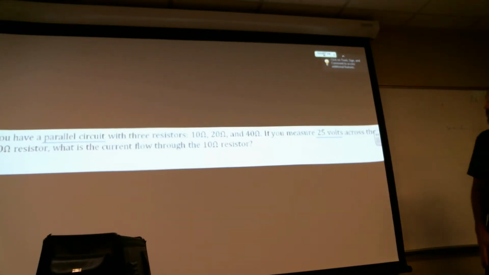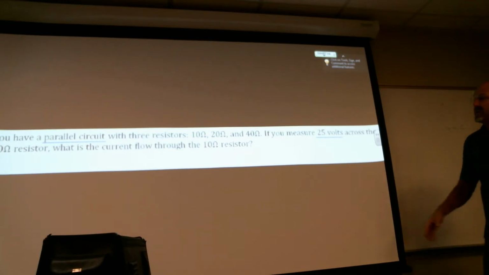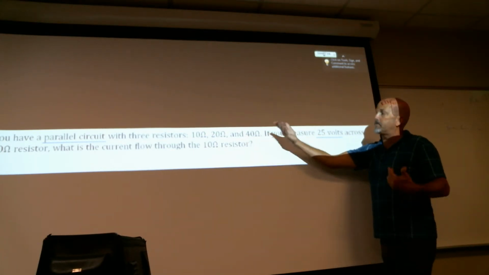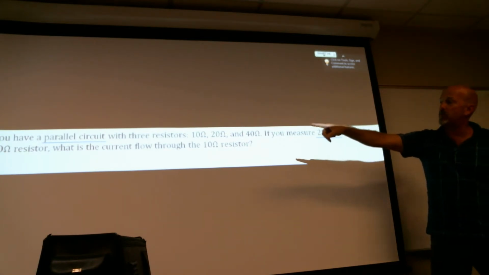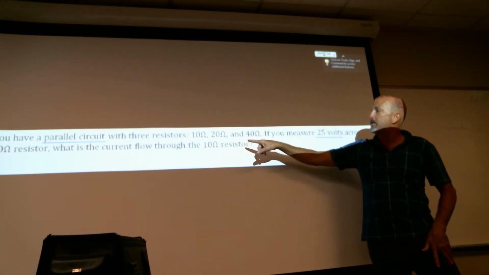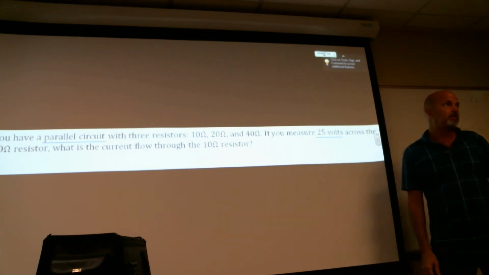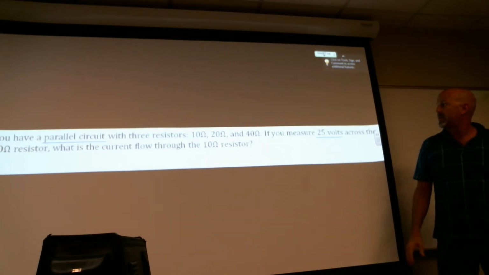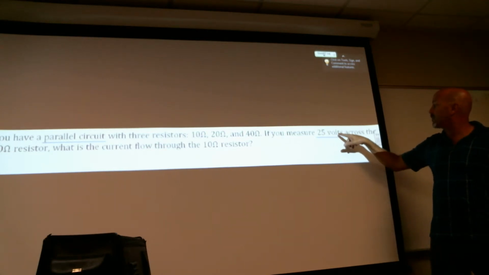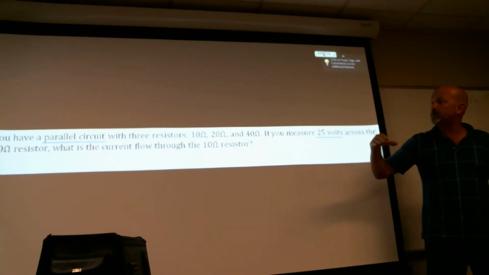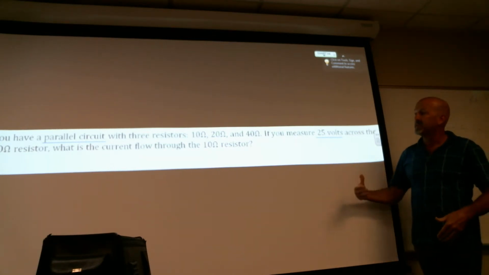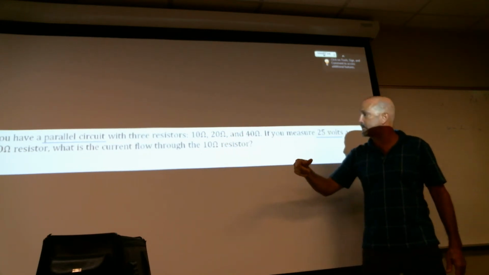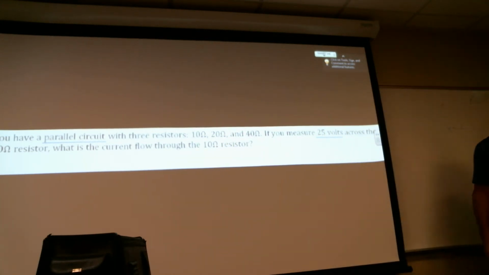Okay, you have a parallel circuit with 3 resistors, a 10, a 20, and a 40 in this example. You measure 25 volts across the 40 ohm resistor. What's the current flow through the 10 ohm resistor? Okay, it's a parallel circuit. So if you have 25 volts across the 40 ohm resistor, you've got 25 volts across all of them. So you take your 25 volts with your 10 ohm resistor, and you figure your current.